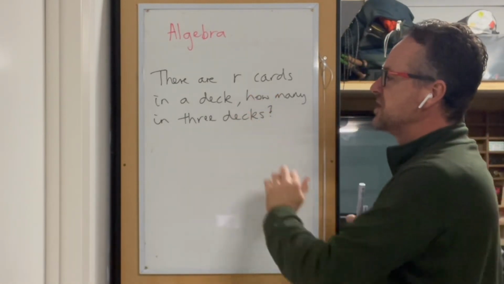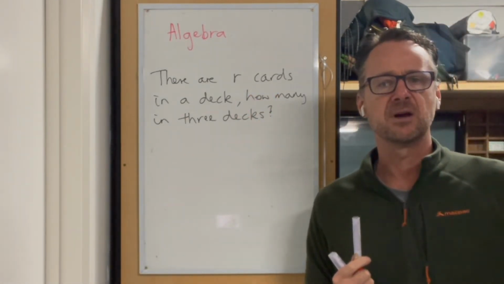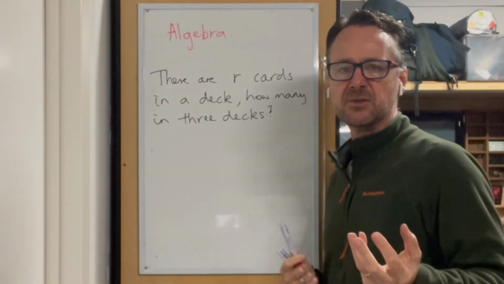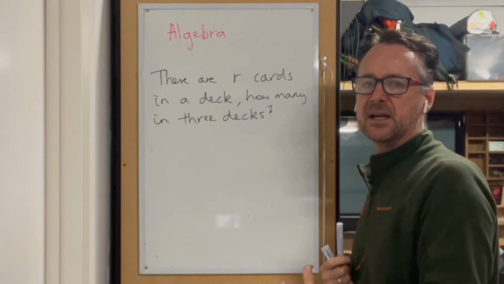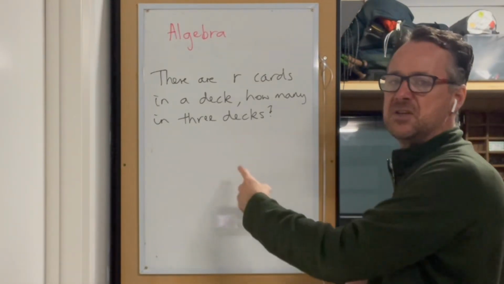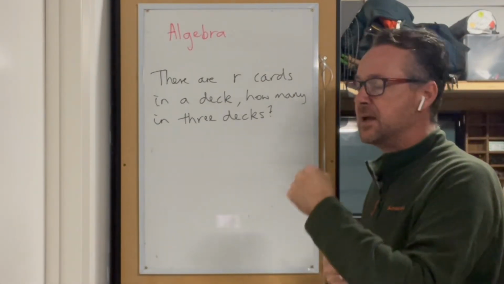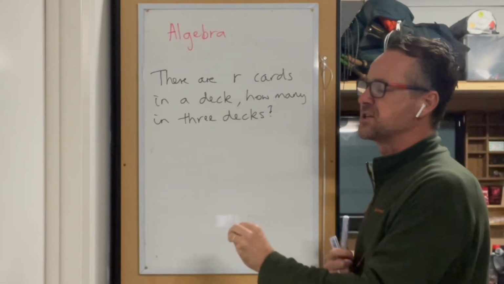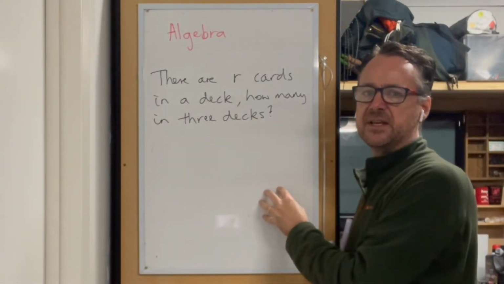Secondly, this question asks you about how many cards there are in 3 decks. Now, a lot of students are going to go, oh, I know how many cards there are in a deck. There's 52 cards in a deck, and they're going to try and go 3 times 52, and that will be their answer. That's not what this question is asking you. This question is asking you for an algebraic expression as the answer.